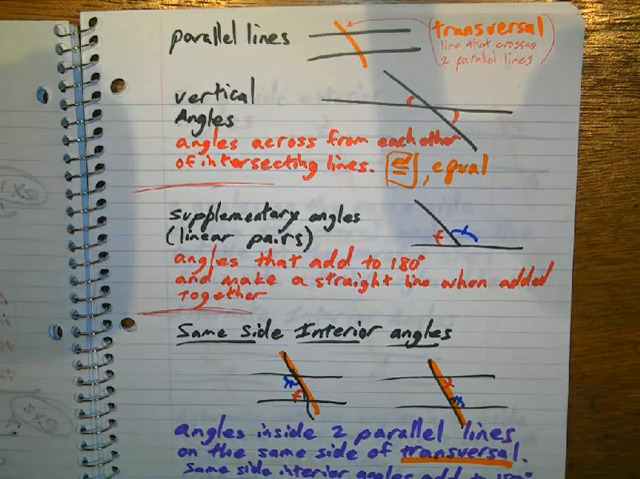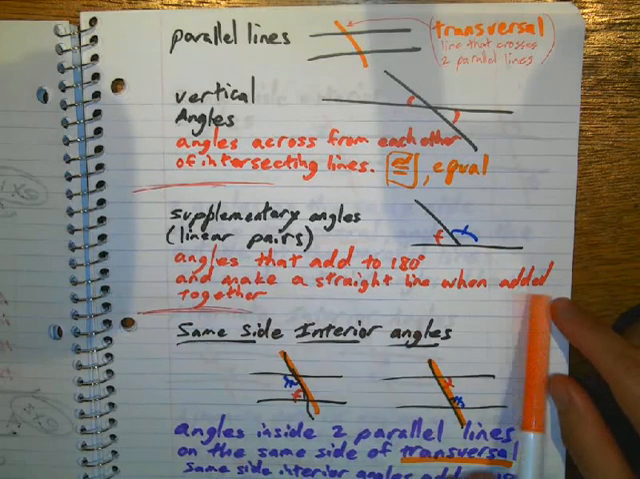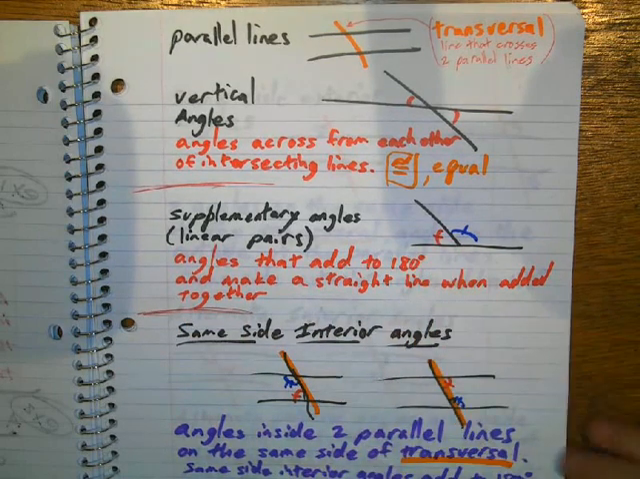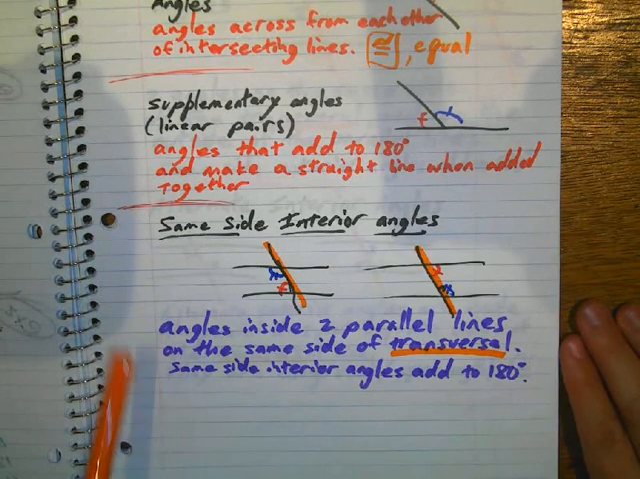All right. Supplementary angles are two angles that add up to make 180 degrees. Okay, they're going to make a straight line right there. Hit pause and replay if you need more time to copy this down.